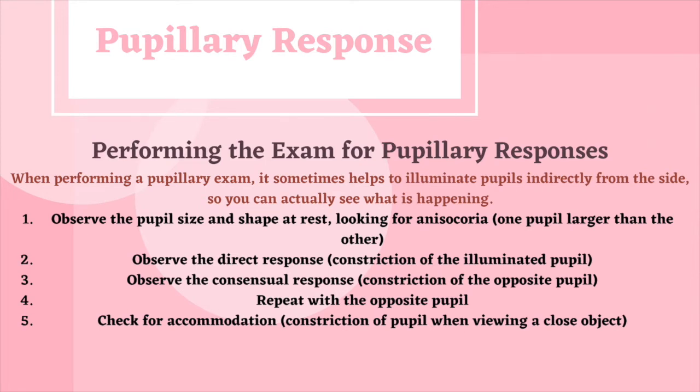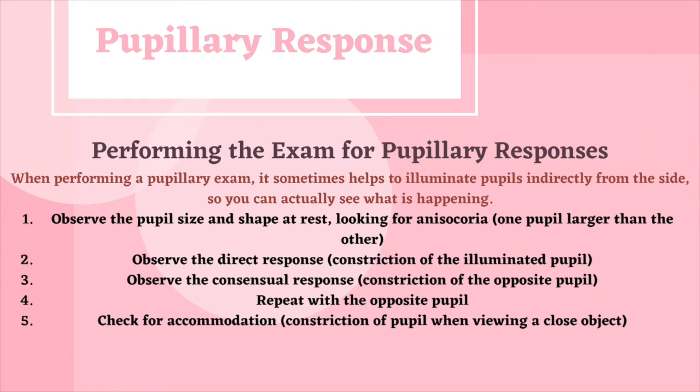When performing a pupillary exam, it sometimes helps to illuminate pupils indirectly from the side so you can actually see what is happening. So number 1, observe the pupil size and shape at rest, looking for anisocoria, one pupil larger than the other. Anisocoria refers to the asymmetric sizes of pupils.